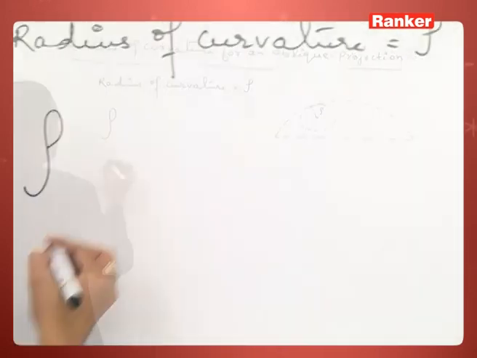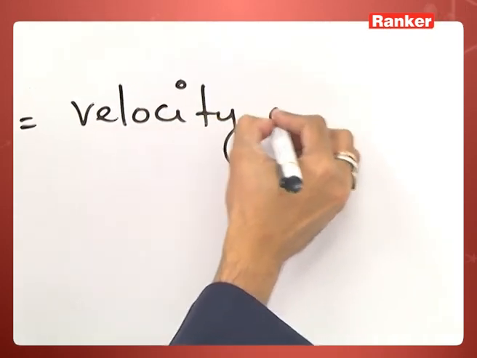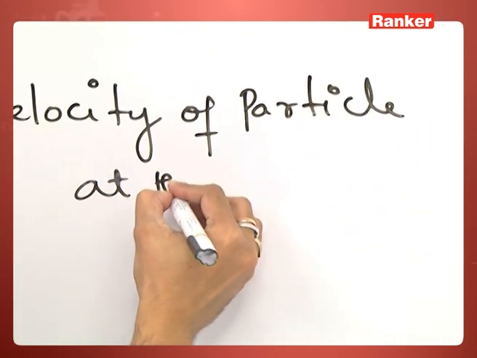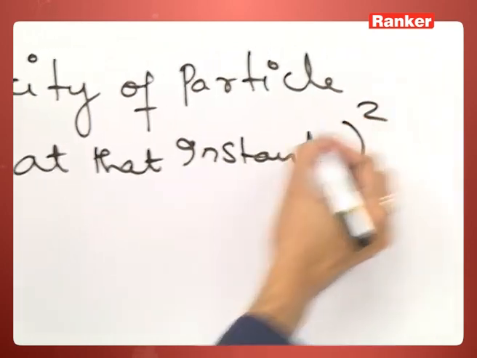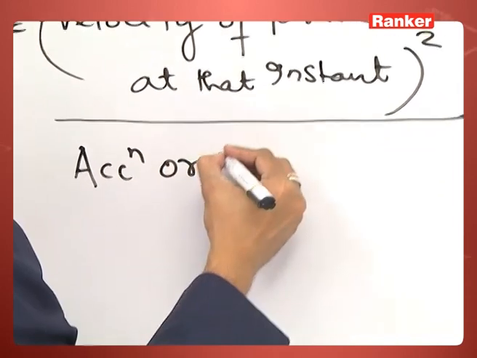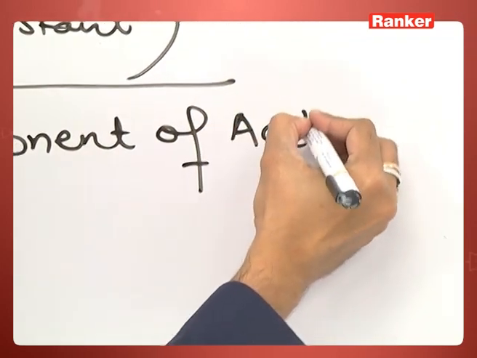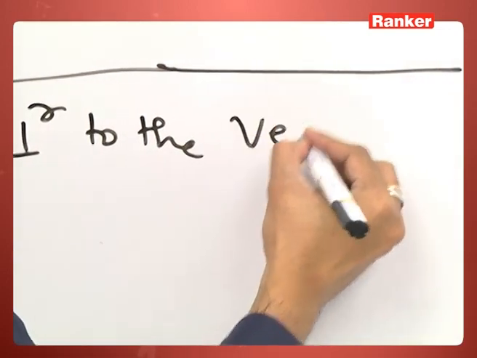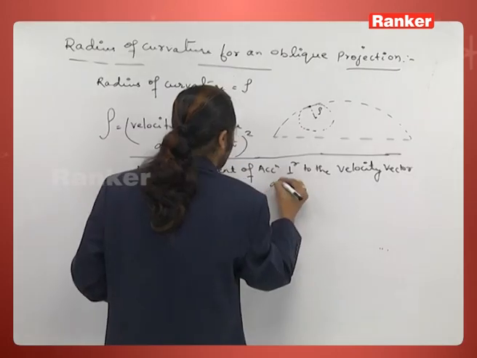So radius of curvature rho is, here I will write velocity of particle at that instant whole square divided by acceleration or component of acceleration perpendicular to the velocity vector at that instant.